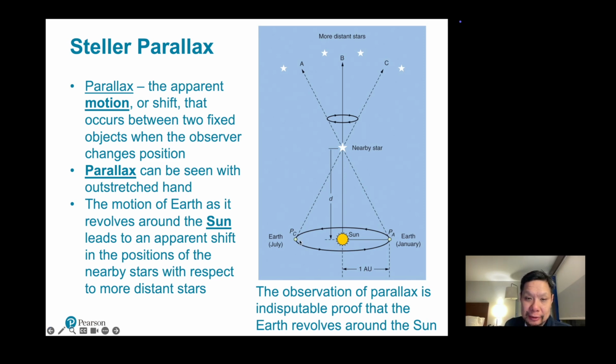The same thing happens with the Earth as it's revolving around the sun. As it's revolving around the sun, the position of stars will be different depending on where it is in its revolution on its orbit around the sun, right? So that's called stellar parallax.